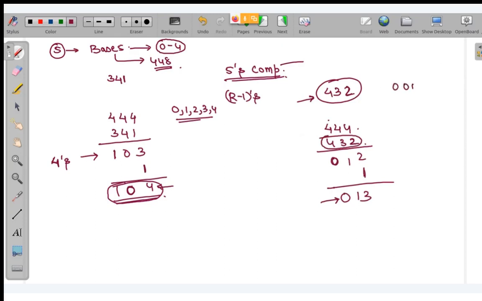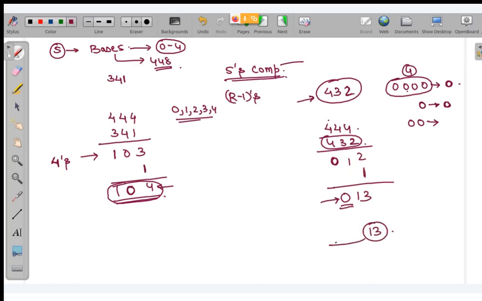See, 0, 0, 0, 0, this also corresponds to 0, and 0, 0 also corresponds to 0. Even 0, 0, this also corresponds to 0. But this is telling you what? This is telling you a 4-digit number. Now if you say that okay, this is 0, so let me remove this 0 and write this number as 13.